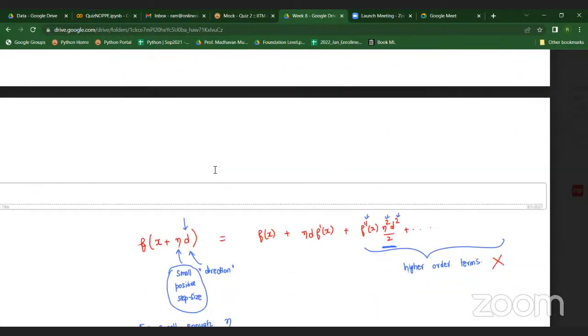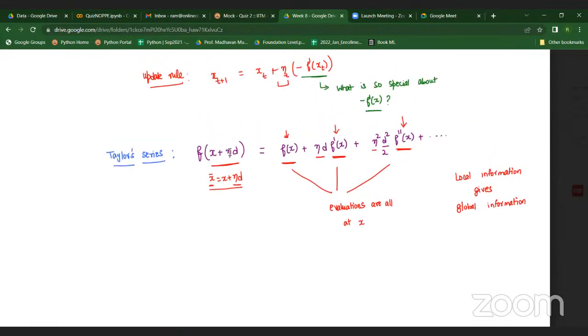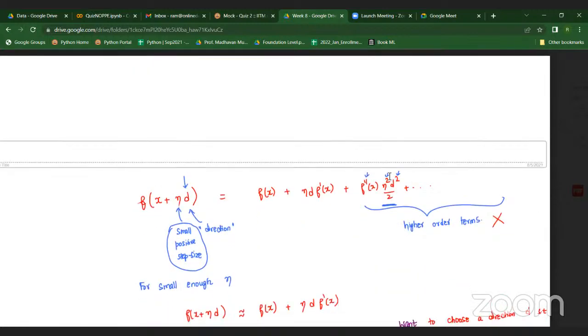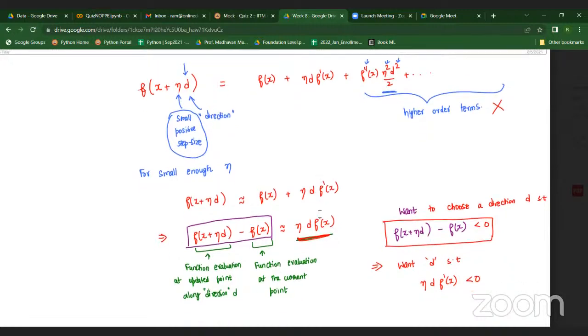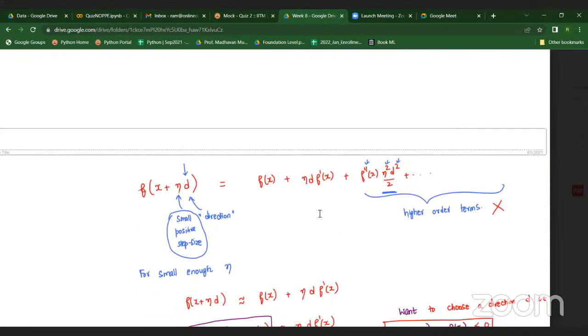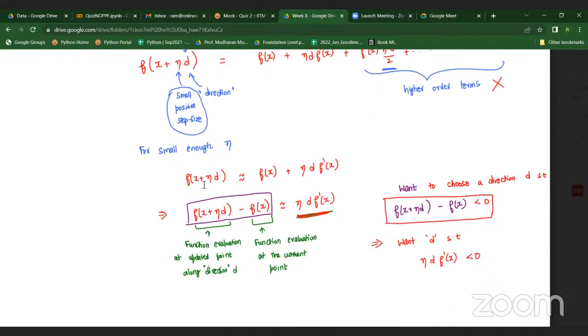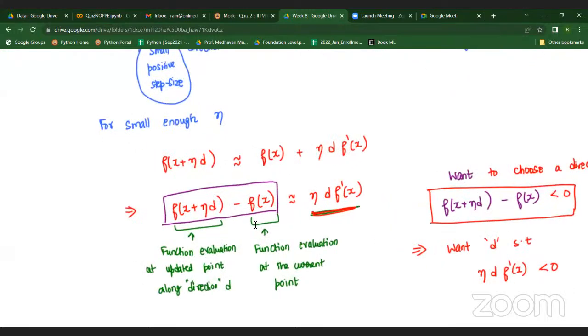So using this, hoping that eta d, the step size, is very small, we could ignore the higher order terms, because if eta d itself is small, then eta square d square will be very small. So if you ignore the higher order terms, we have f of x plus eta d equals f of x plus eta d f dash of x, from the Taylor series. Now f of x plus eta d minus f of x should be equal to eta d f dash of x.